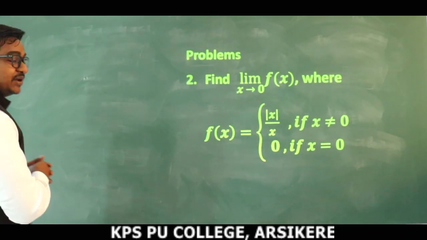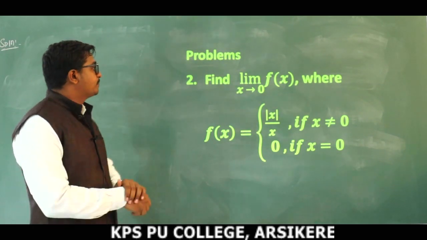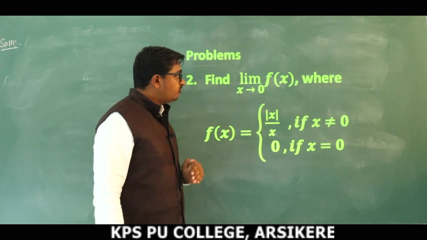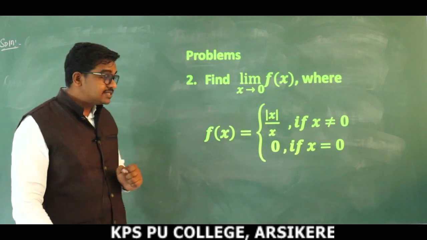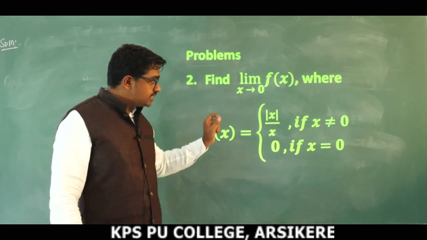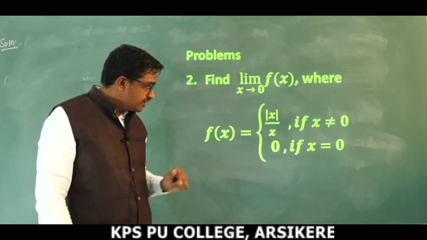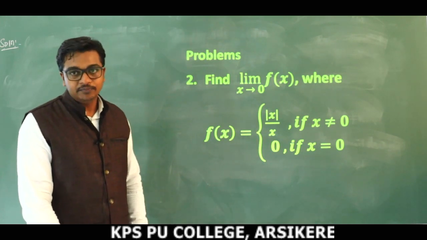Now dear students, we are moving to the second problem. Second problem, look. Find limit as x approaches 0 of f of x, where they have given a function f of x is equal to mod x divided by x whenever x not equal to 0, and this function becomes 0 whenever x is equal to 0.